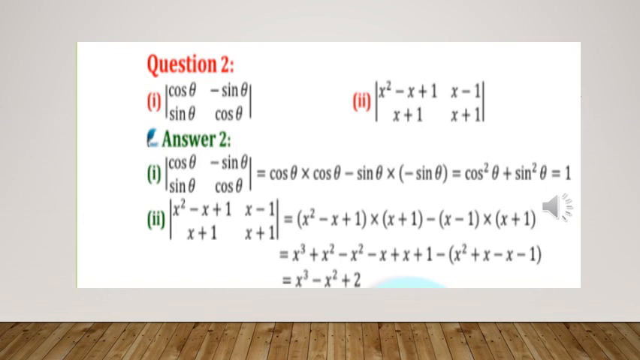Now one more question today, that is the second question, easy only. Determinant cos theta, minus sin theta, sin theta, cos theta. Expand it, cos theta into cos theta, cos square theta, minus sin theta into minus sin theta, that is sin square theta, value is 1. Similarly the second one, x plus 1 multiplied by x square minus x plus 1, minus x minus 1 into x plus 1. Open it, combine the like terms, etc. We will be getting x cube minus x square plus 2.